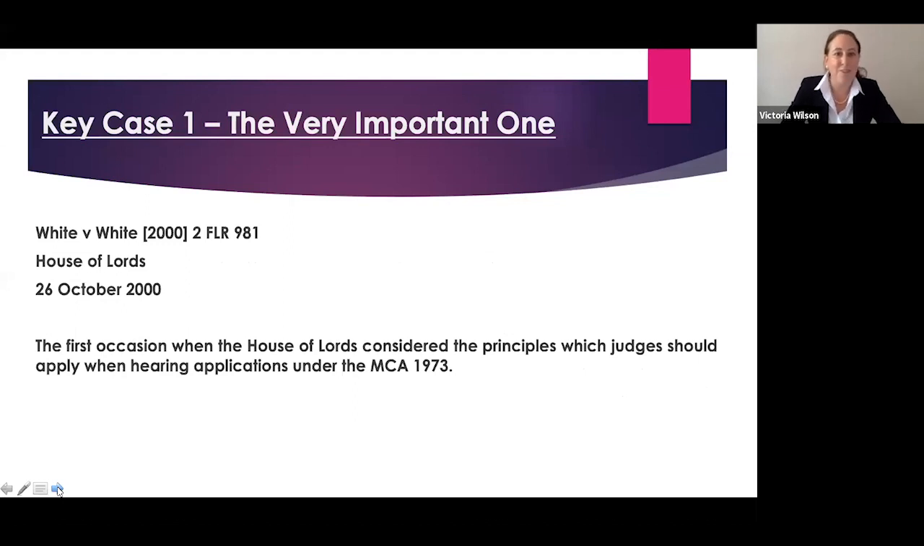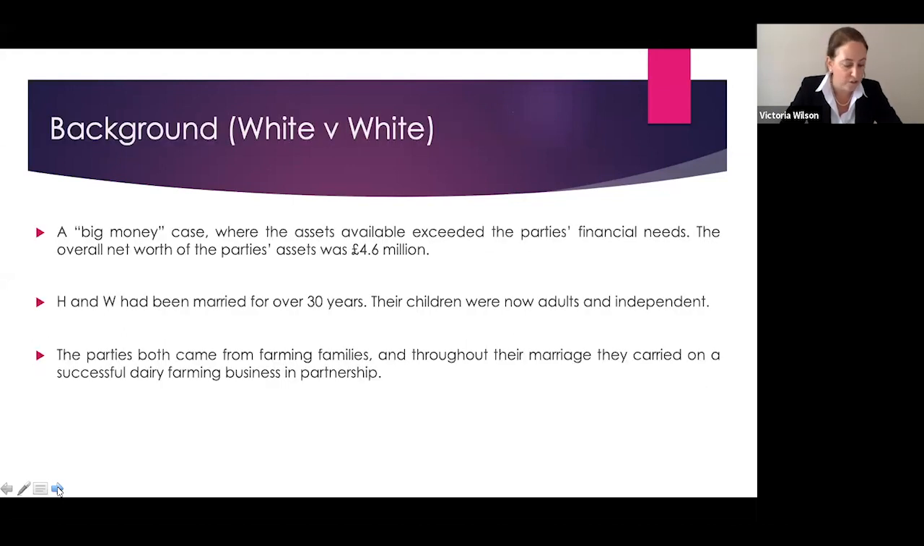Let's turn now to our first key case, the very important one. This is White and White. This is the case that every financial remedy practitioner should know. The reason why is it's the first occasion when the House of Lords considered the principles judges should apply when hearing applications under the Matrimonial Causes Act. So I suggest it's probably one of the most important cases.